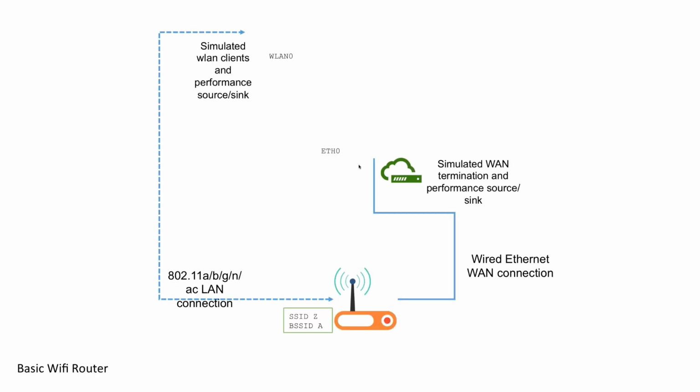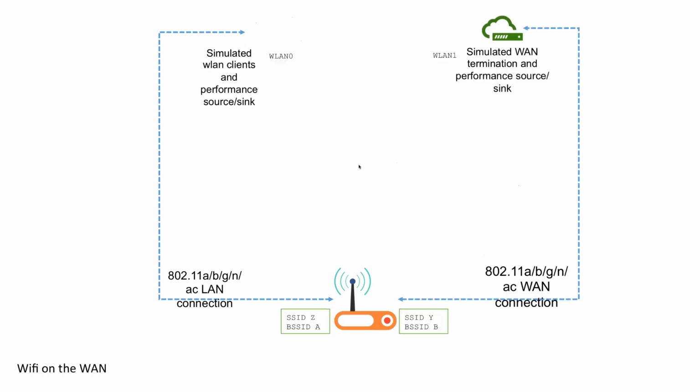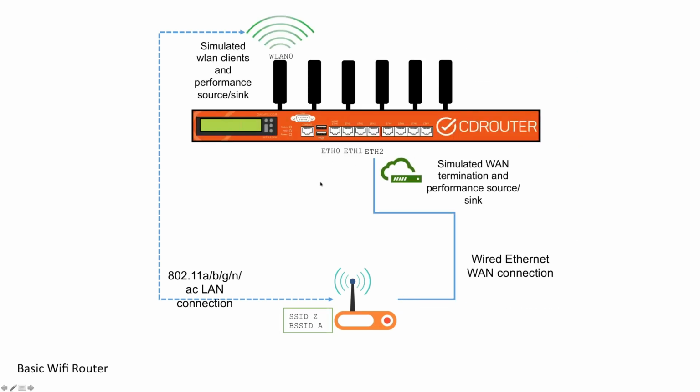So let's go into a couple of test setups for different Wi-Fi devices and how they play out in CD Router. So here's our baseline one. This is a really standard wireless router, right? It's connected to the WAN. The WAN termination is simulated, and there's a performance source and sink on that side, over a wired Ethernet connection. And then on the LAN side, over various wireless technologies, we're connecting to the AP that's in the wireless router, and then doing all our testing over that.